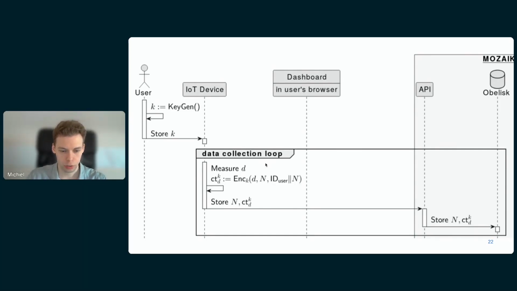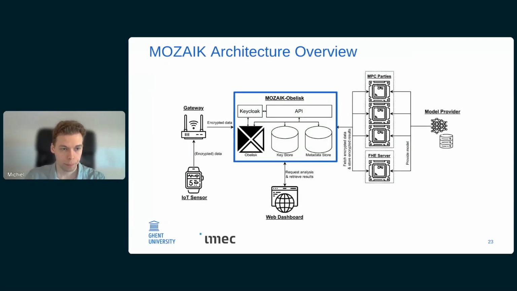So in a certain loop, the IoT sensor will measure some data value, which we call D, and it will then encrypt that data value D with that symmetric key. Then we have a ciphertext of the encrypted data, and this is what we then store in Obelisk. Obelisk is then the data store, which I will explore in just a bit.